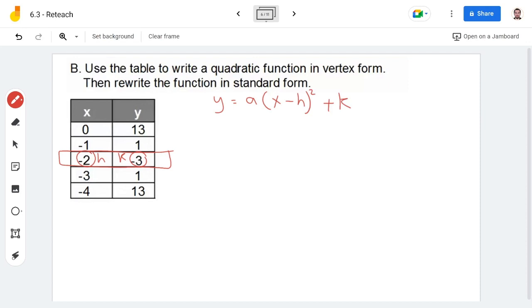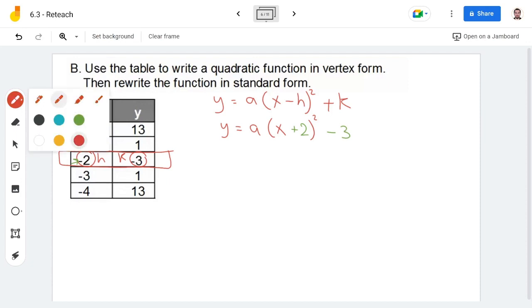Now after we write the formula, and we know h is 2, k is negative 3, replace them in the function. y is equal to a, x minus h. Here it is negative 2, so I have to take the opposite, which is positive 2. Continue, to the power of 2, plus k. What is k? Negative 3. So let's remove the minus and write negative 3. Now I have h and k from the table.